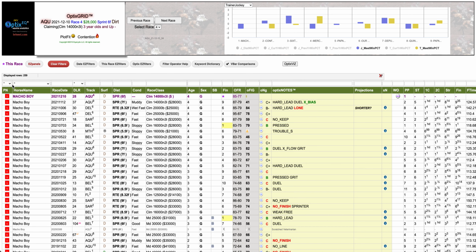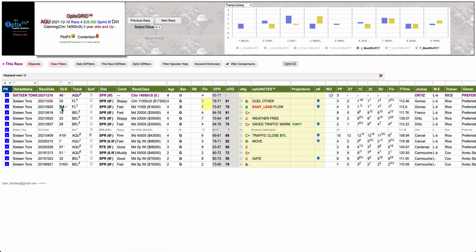So let's go to the grid. I'm going to start with the number 3, 16 Tons. Now this horse has won his last 2 races at Finger Lakes. They're shipping him in. He's third off a layoff. He's got some good things going for him. Rice ships the horse. Ortiz takes him out. Lots of good things to look at.